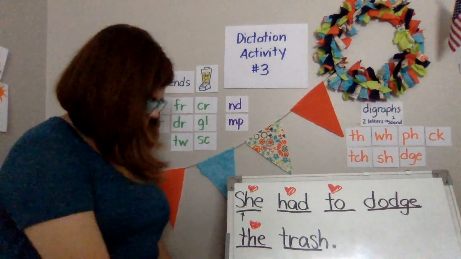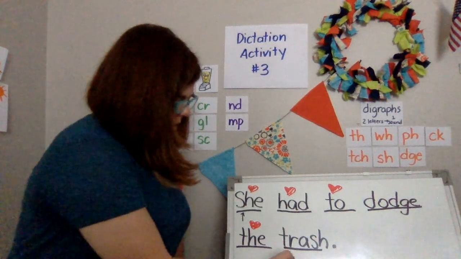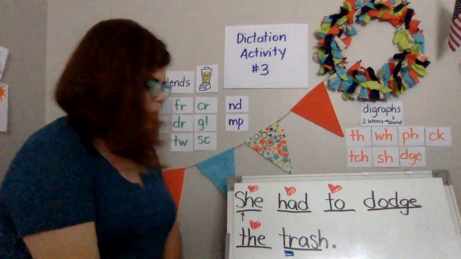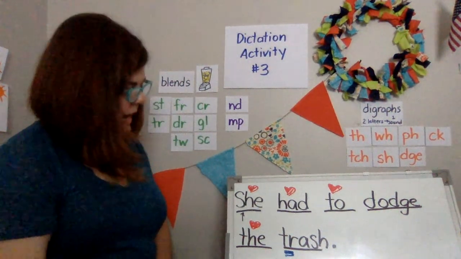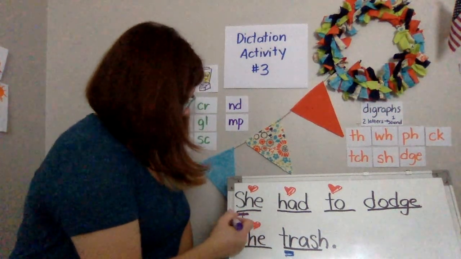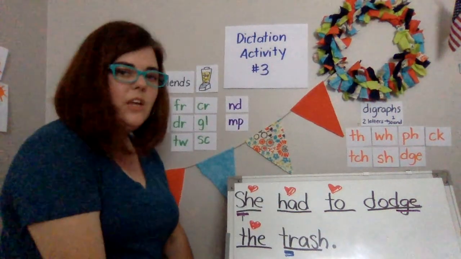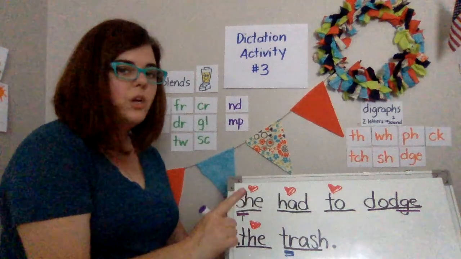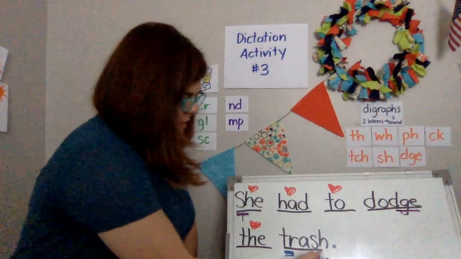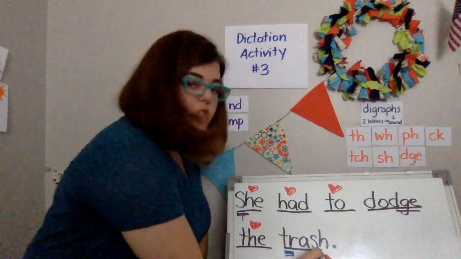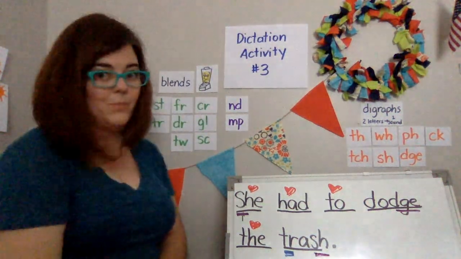Okay, let's look at our blends. Oh, we have the TR. Oh, we only have one blend in this sentence. And let's look at our digraphs. Sh. Dodge. The D, G, E all together make one new sound. J. Dodge. Dodge. And then here at the end of this word, trash. Another digraph. All right. Pretty good, huh?